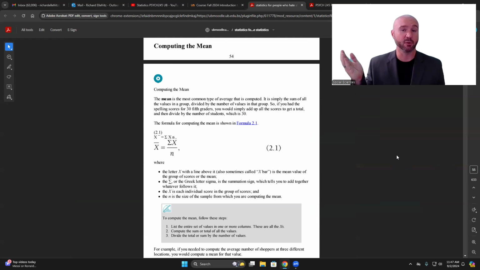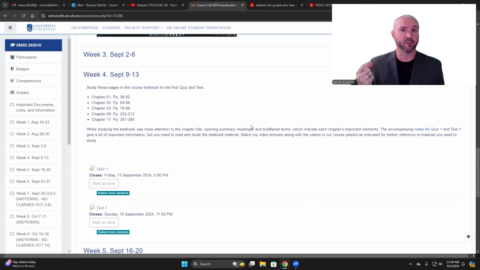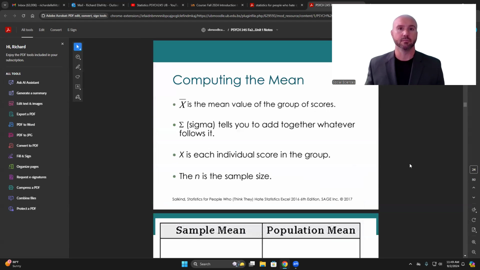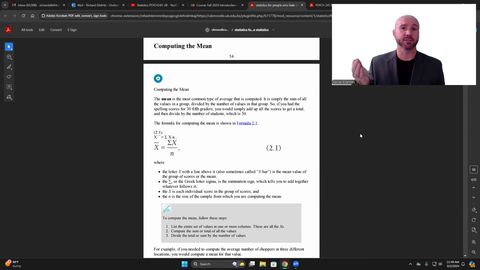On page 54 and page 55, you'll see that the author of your book has introduced you to the formula for calculating the mean. This material is indicated in the reading list that is associated with quiz 1 and test 1, as seen here in week 4. And so this is assigned reading material. The book is very readable. It's designed for this level of a class. You need to review the course notes, which are directly associated with the textbook, and you need to follow along with these video lectures where I show you where the important information is.